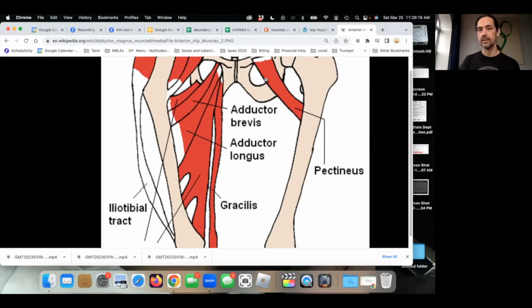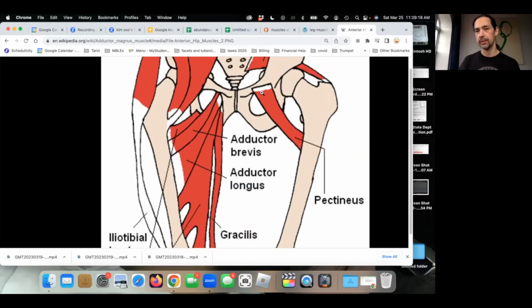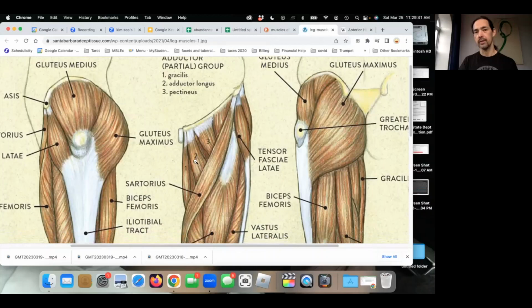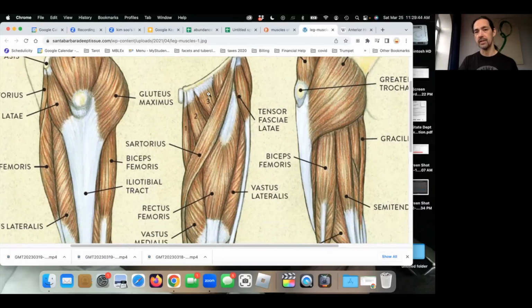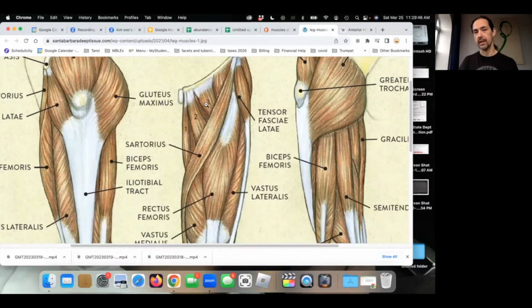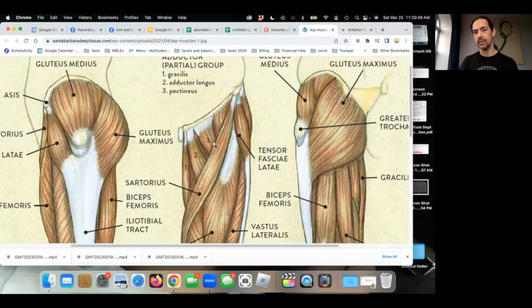The pectineus, again, attaches to the pelvis and then moves the femur bone, right? So you can see that this is more forward. This is on the forward part of the pelvis. That's the ischium, that's the ilium, and the adductor magnus attaches to the ischium, which is the posterior part of the pelvis. So the pectineus would be over it. Now, if we go back to the other drawing, again, this is from the front. So you can see this being the pectineus, and this being the adductor longus, and then gracilis.